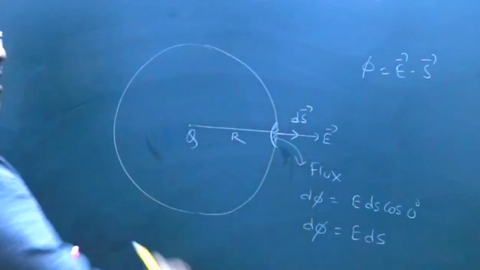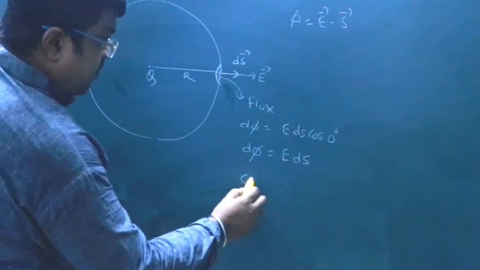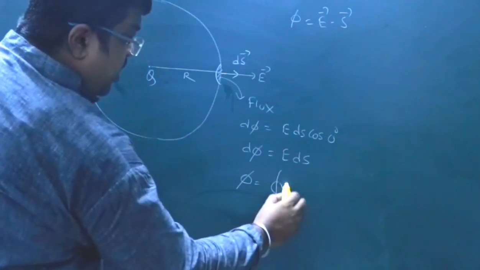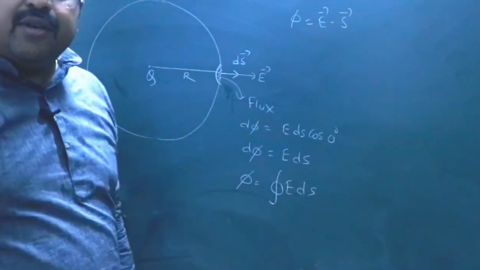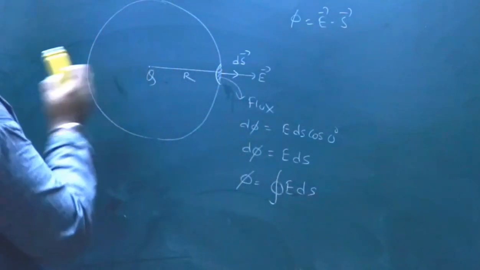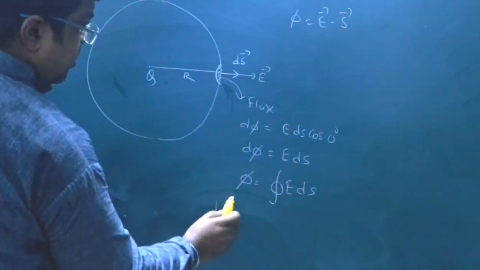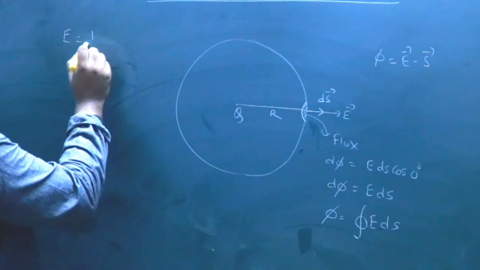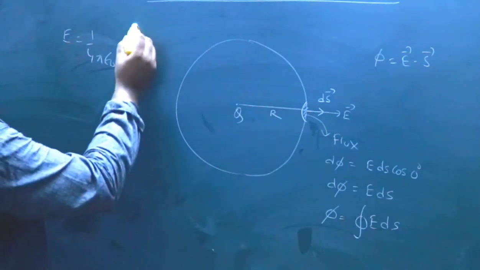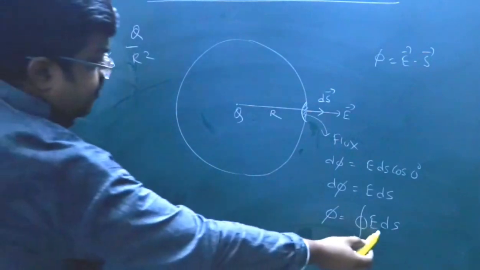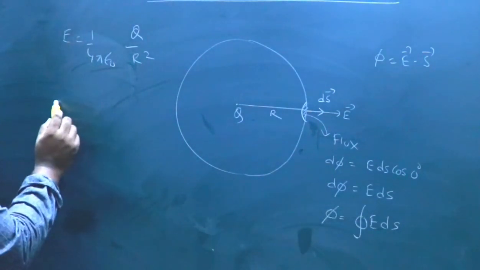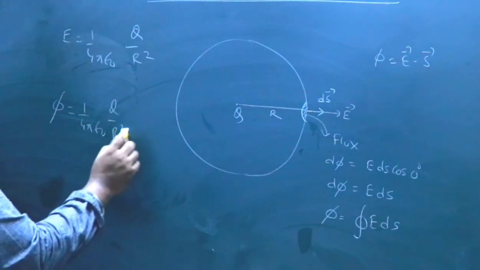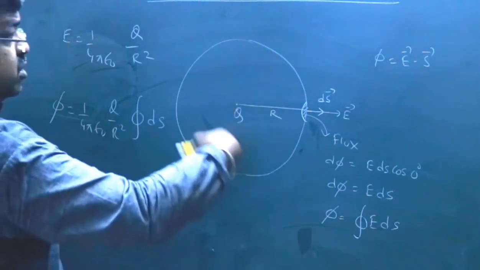So the total flux through this entire sphere will be phi is equal to integration over the closed surface of E ds. Now E at this location, due to this charge at distance r, will be E is equal to 1 by 4 pi epsilon naught q by r square. If you substitute that value, phi will be 1 by 4 pi epsilon naught q by r square times the integration over the closed surface of ds.